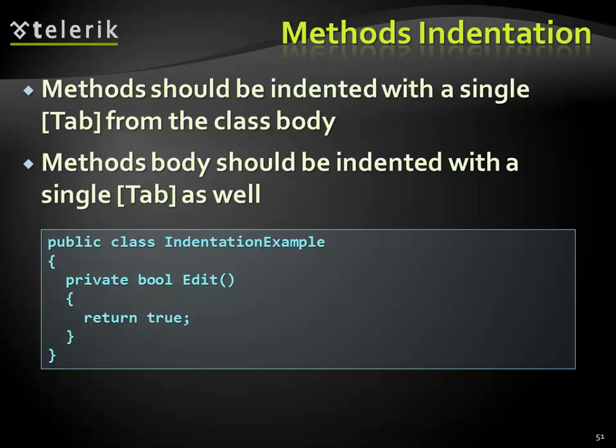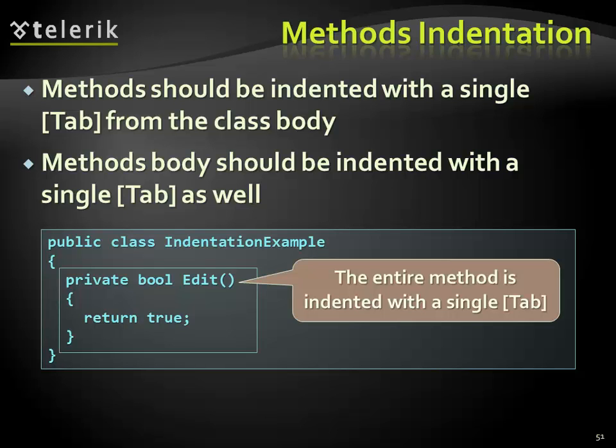How to indent methods? Well, they should also be indented by a single tab from the class body. If you look at the example below, the class code indentation example, the method called edit is indented from the class by a single tab. And also the method's body should be indented in the same way as a standard block, as we showed on the previous slide. So it has to be indented by a single tab. Here it is.